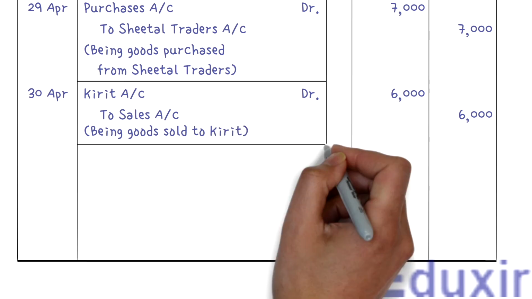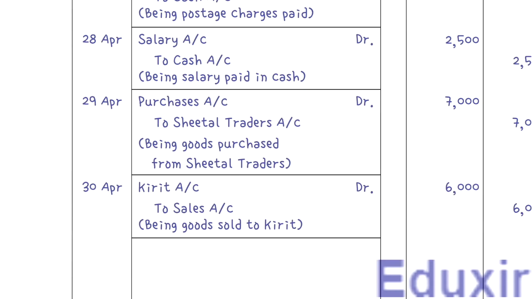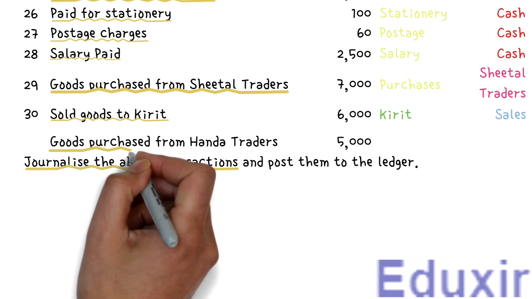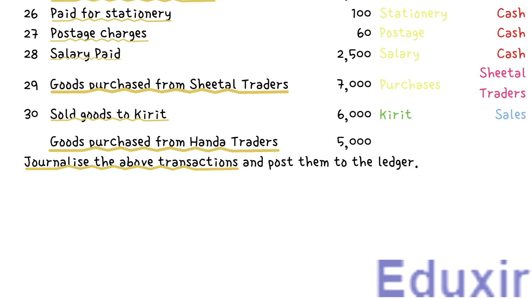Let us now draw a line to mark the completion of generalizing of this transaction. With that, we have completed the generalizing of this transaction. Let us now take up the next transaction. In this transaction, the business has purchased goods worth 5,000 rupees from the supplier Honda Traders on credit.